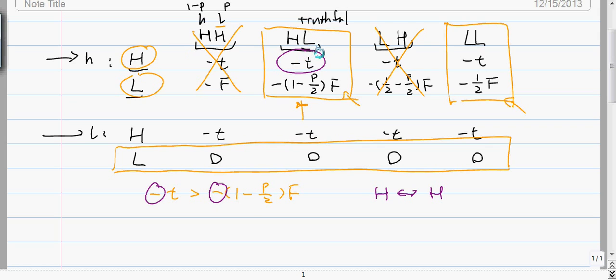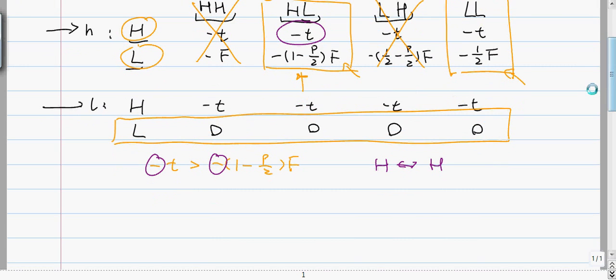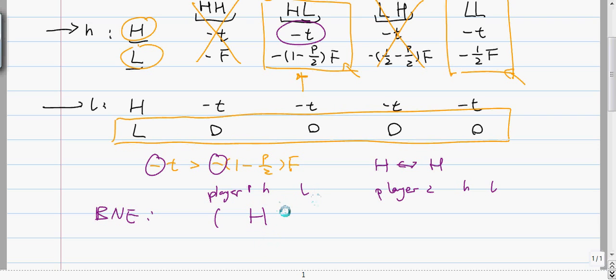The way we specify a Bayesian Nash equilibrium is basically that there are 4 components. One is player 1, high type and low type. The other 2 are player 2, high type and low type. So I need to specify 4 things. What I will do if I am the high type of player 1, I will report H, and if I'm low type, obviously I will report L, and similarly, player 2 is symmetric.